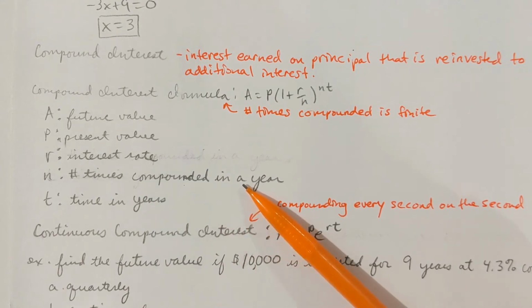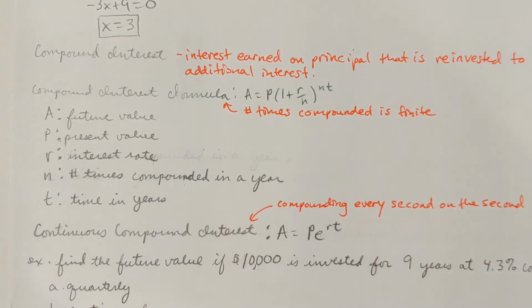That will be given to you in the problem. So like if you're compounding annually, N would be 1. If you're compounding semi-annually, N would be 2. If you're compounding quarterly, N would be 4. If you're compounding monthly, N would be 12. If you're compounding daily, you would assume not a leap year, N would be 365. Okay, so it all revolves around a year for getting that value of N.